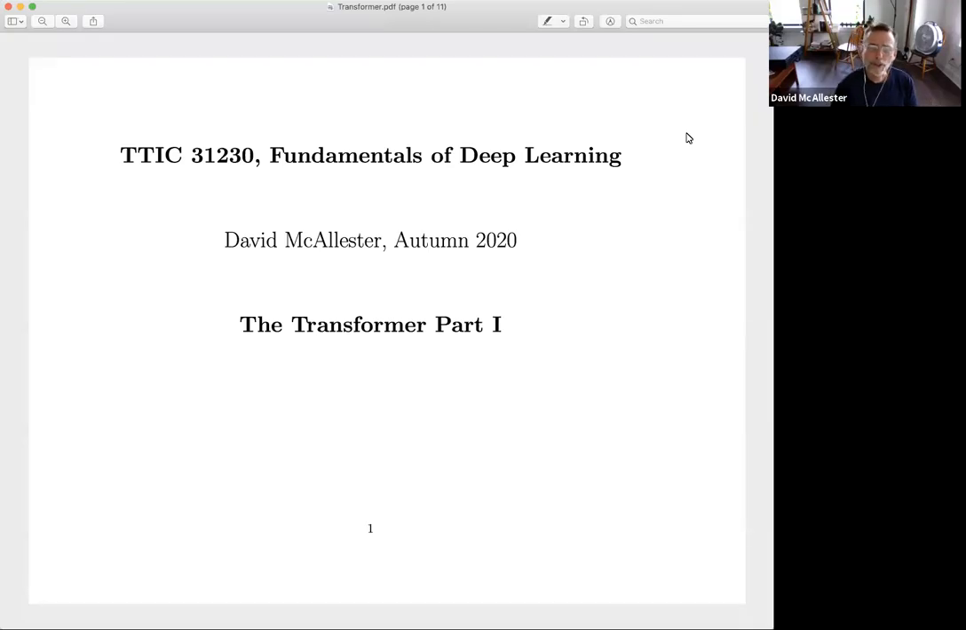Hello, this unit is on the transformer. The transformer has taken over natural language processing. And this year I've expanded the section on the transformer and divided it into two parts. So this is going to be the first part on the transformer.